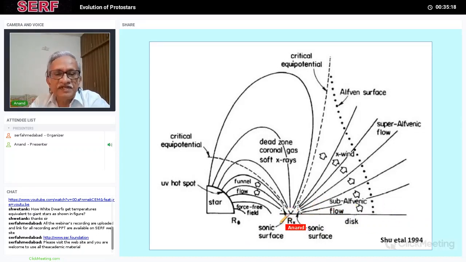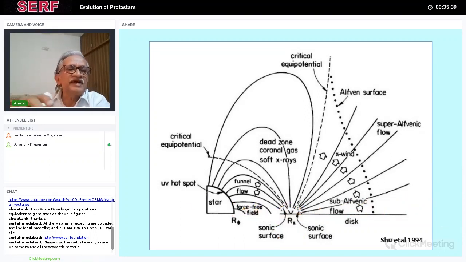Now this accretion disk cannot just push the magnetic field lines all the way down to the star, especially when the magnetic field is quite strong. Therefore, it stops at some distance, which is called Rx. Okay, here. So this is the accretion disk all the way here. This is a star. These are the magnetic field lines.